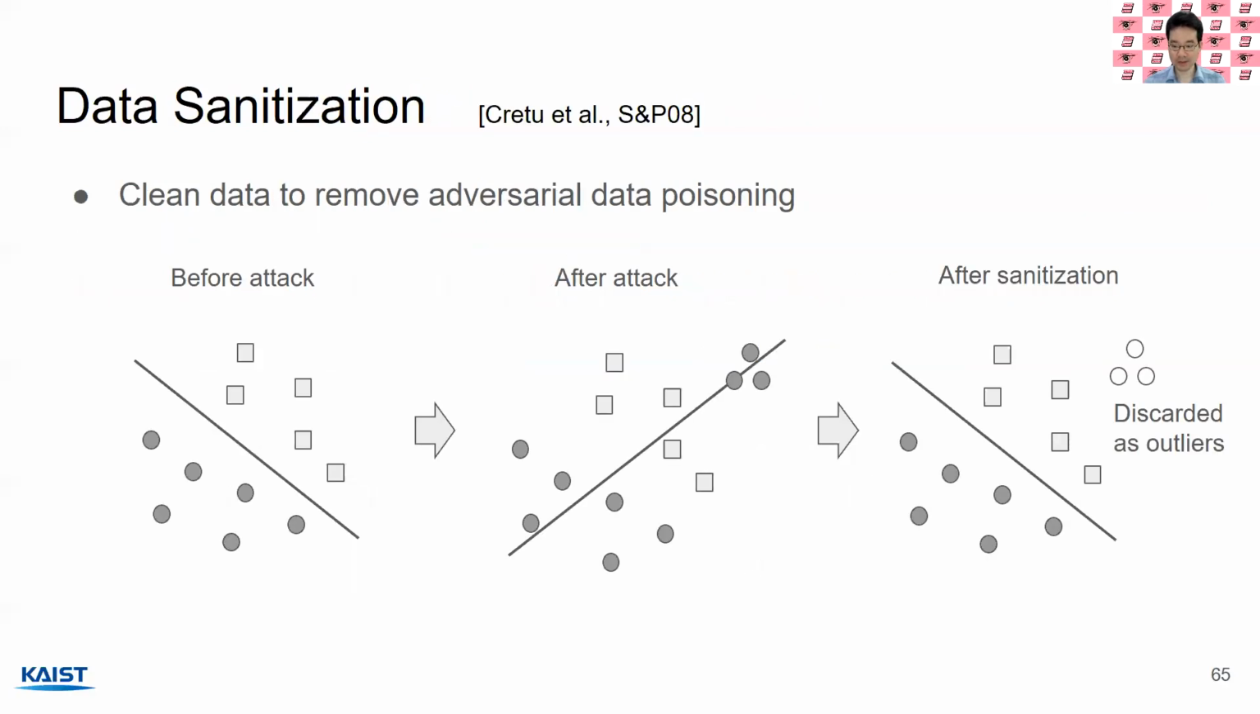So how do we defend against data poisoning? Well, the task of data sanitization is to clean data and remove adversarial data poisoning. Let's say, before the attack, we have this classifier that correctly classifies the circles versus the squares. Now, after someone introduces these data poisonings, the model is confused and the decision boundary totally changes. After sanitization, hopefully we were able to identify these outliers and discard them. Then the model performs well as usual. So that's what we want to do.